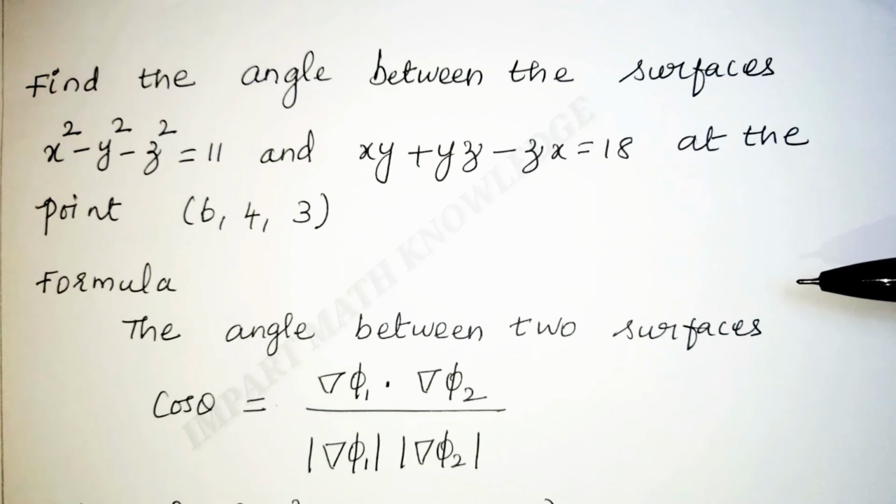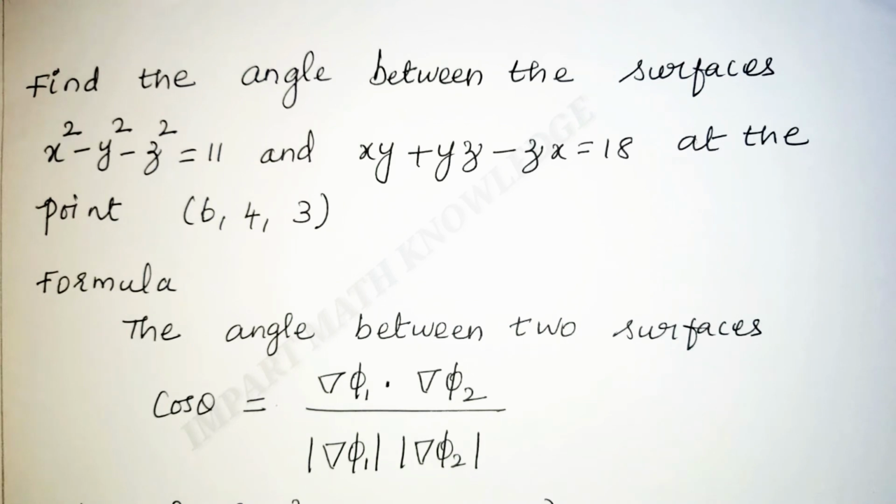Now let us move on to the problem. Find the angle between the surfaces x squared minus y squared minus z squared is equal to 11 and xy plus yz minus zx is equal to 18 at the point 6, 4, 3. In this problem, two surfaces are given. One is pi 1, another one is pi 2.